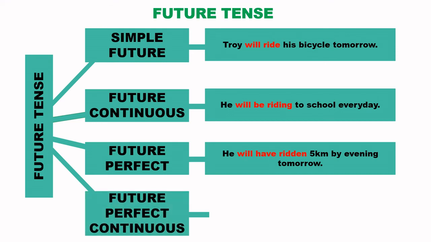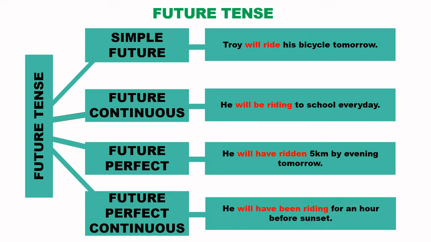Then we have future perfect continuous. This one describes ongoing action completed after some time in the future. For example, he will have been riding for an hour before sunset.